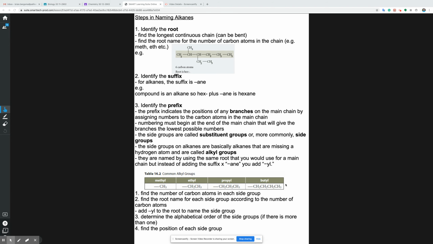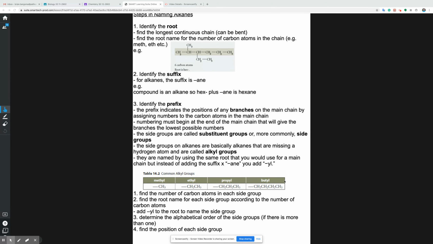Make sure, if you have a butyl, that it's not part of the main chain, because sometimes it branches off and all of a sudden we've got a butyl. In this case, this is 6 carbons. If it was a butyl group, then all of a sudden we'd have an 8 carbon main chain, and then this would be our side chain over here.